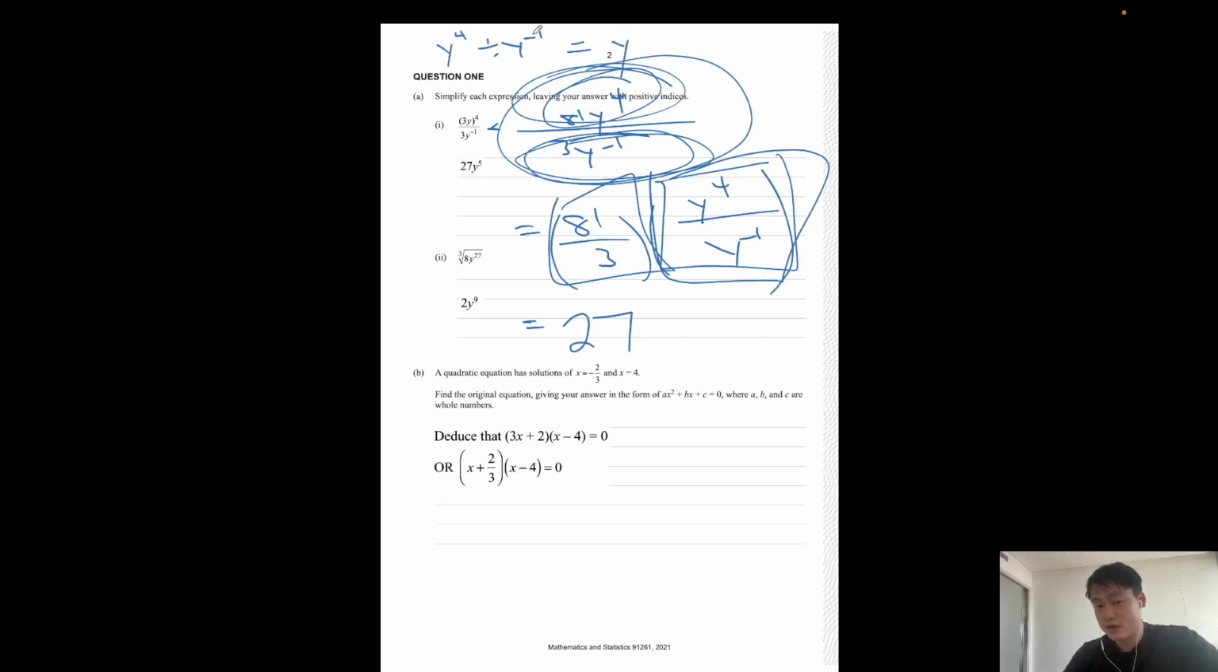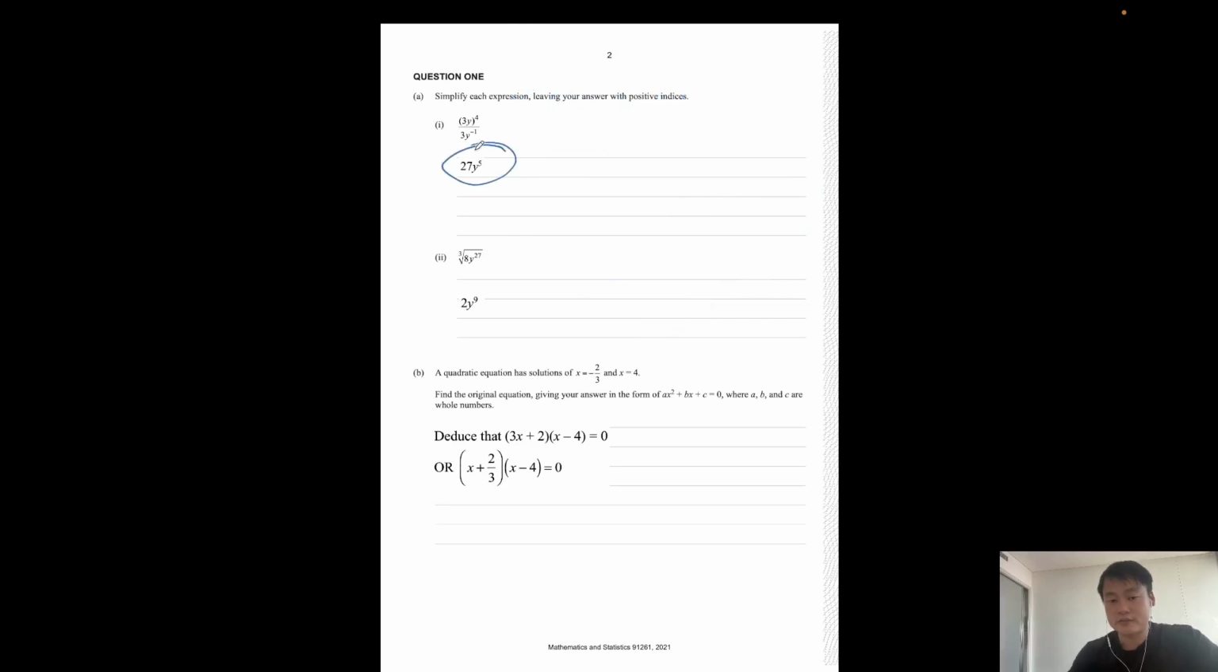If the base is the same, if you're doing division, the indices, the powers just minus from each other. So 4 minus negative 1, which is 4 plus 1, yeah? Because 4 minus negative 1 is going to be 5. And that's where you get 27y^5. And that's how you get this answer over here.